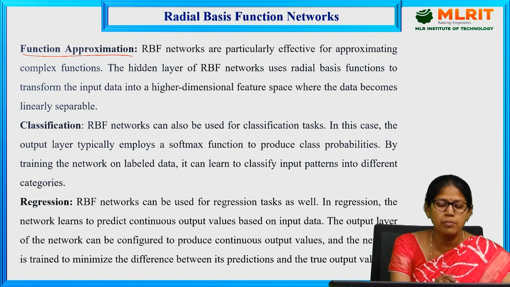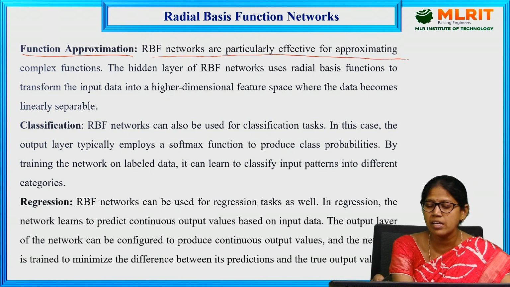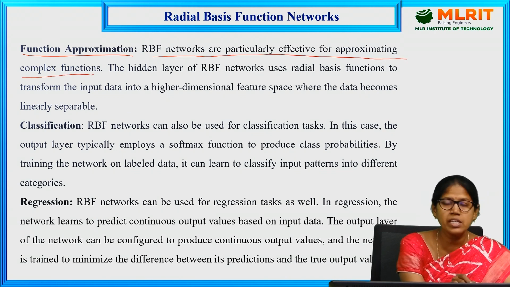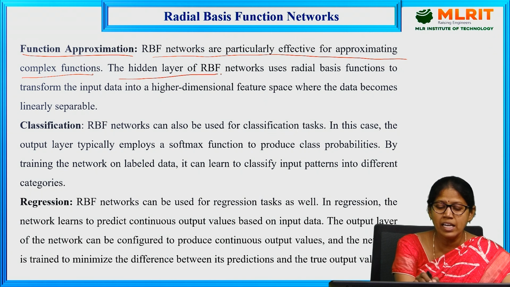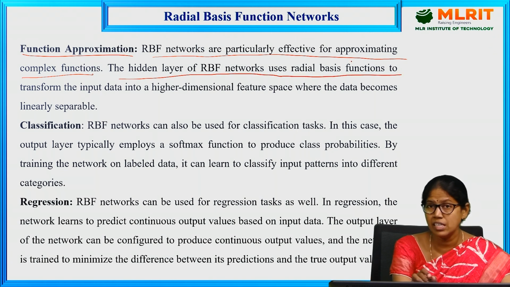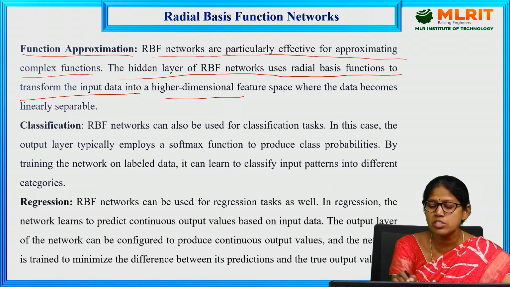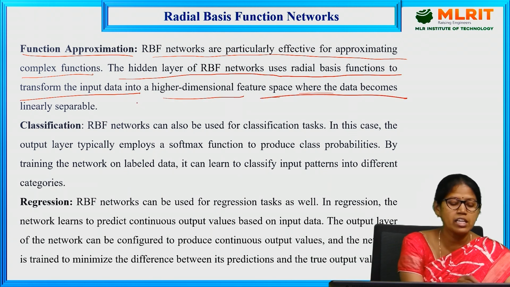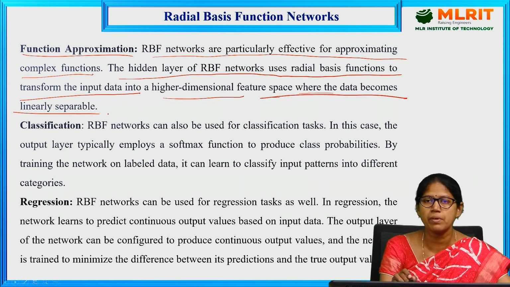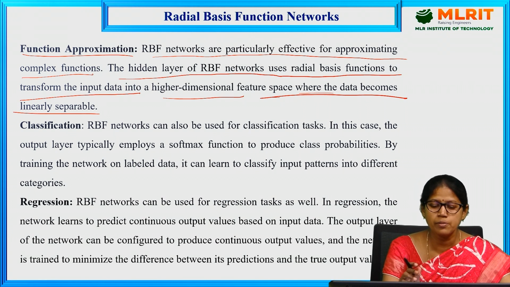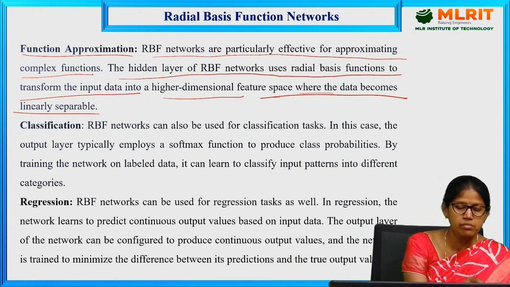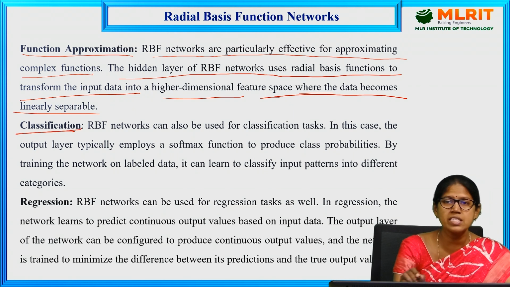Let's see the definition. RBF networks are particularly effective for approximating complex functions. The hidden layer of an RBF network uses radial basis functions to transform the input into a higher dimensional feature space where the data becomes linearly separable. So here RBF is applied in the hidden layer, and it standardizes the input values, then forwards them to the output.